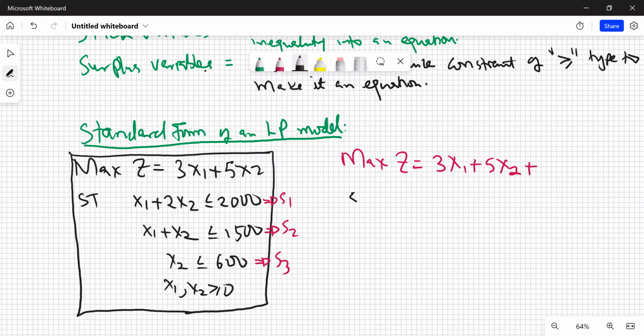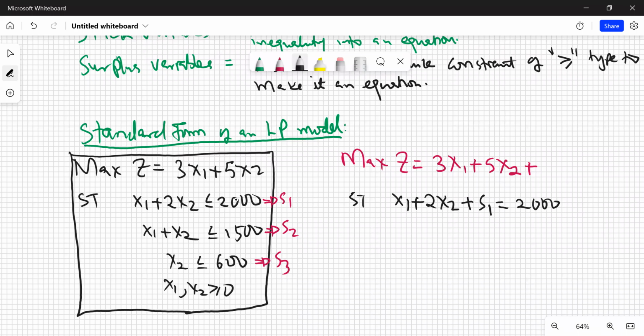When you come to subject to, you have x1 plus 2x2. Now this is a less than sign. So if you want the left-hand side to be equal to the right-hand side, clearly you need to add something to the left-hand side, because we're saying the left-hand side is less than or equal to 2000. So I'm going to do x1 plus 2x2 plus S1 equal to 2000. S1 is a slack variable, which we are adding to make sure that the two sides are balanced. So S1 can be 0, but can also be a positive number. It can never be negative.